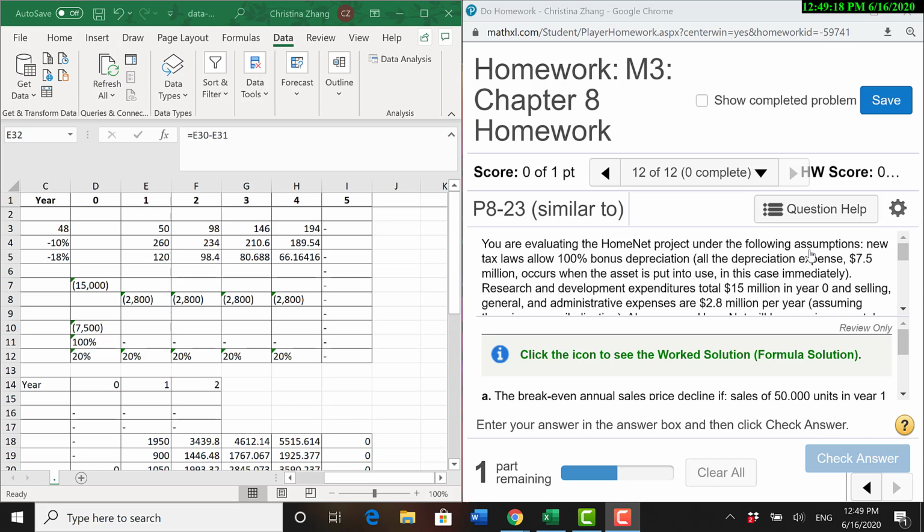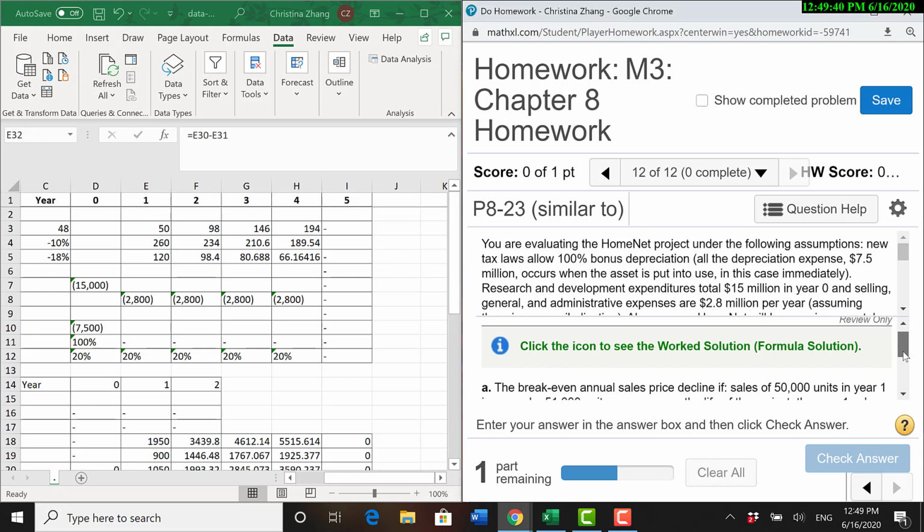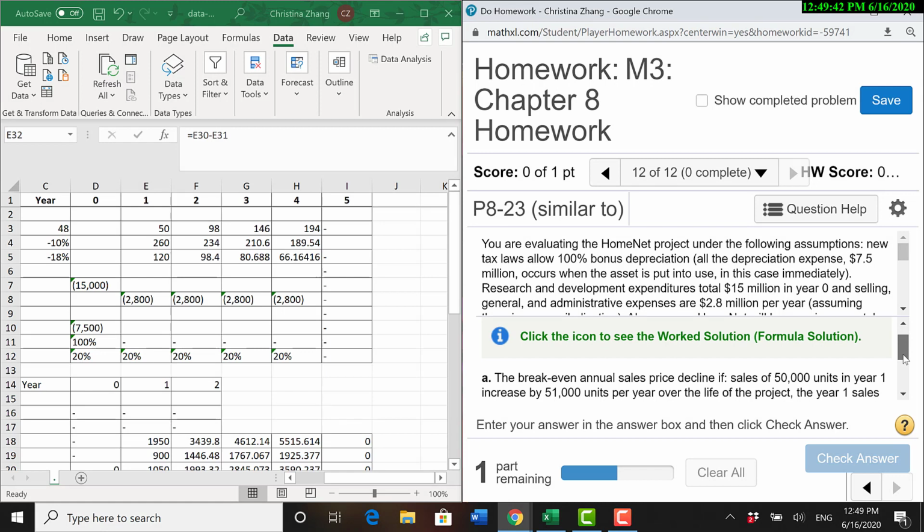Okay, so again, the target is to make sure your net present value is zero, and then you want to see how changing a particular variable allows you to achieve that goal. In this case, part A is asking you to get the break-even annual sale price, which means you're changing the sale price to achieve a zero net present value. For starters, you want to make sure all the information is put into the Excel spreadsheet.